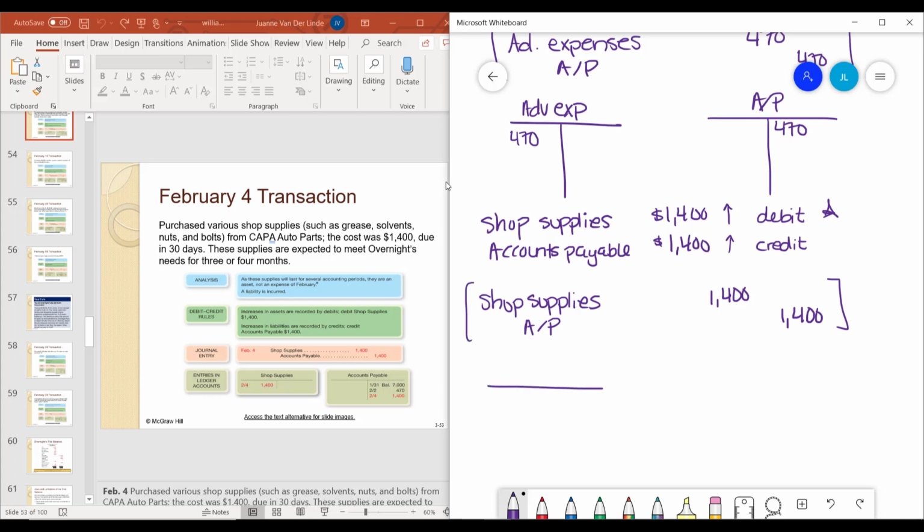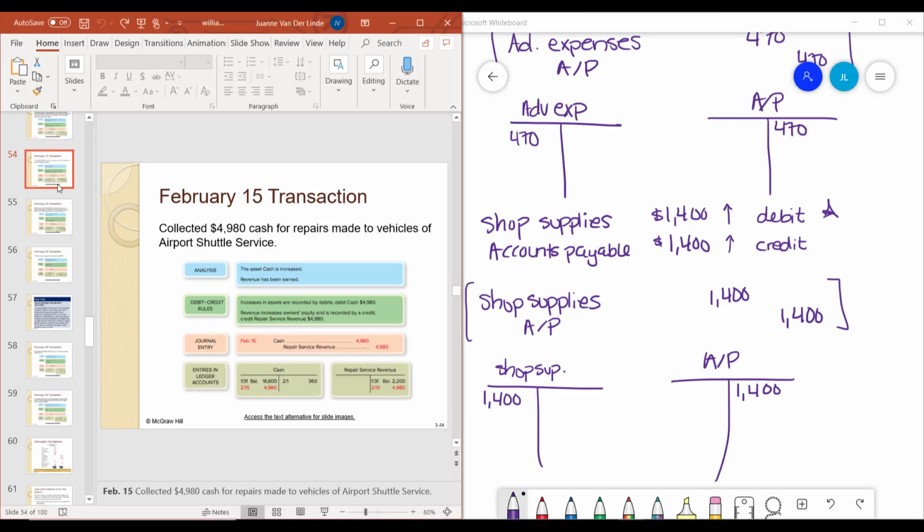Now we post to our T accounts. I have my shop supplies being debited, increased because it's an asset in the amount of $1,400. And then accounts payable is being credited in the amount of $1,400 since it's going up and it's a liability. All right, on to the next one here.